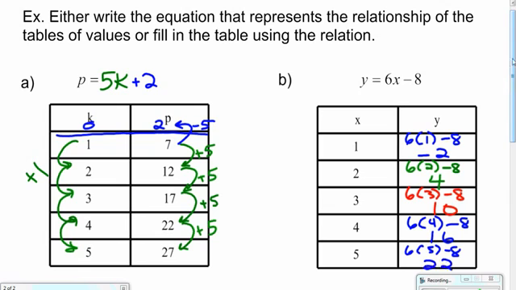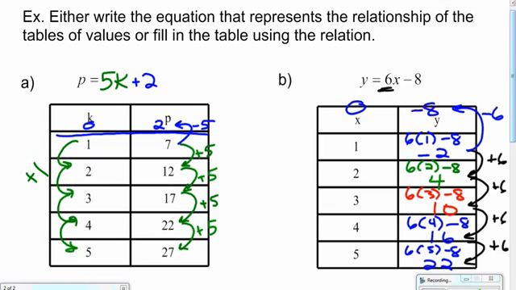So just to double check, take a look at what we're going up by. So we're going up plus 6, plus 6, plus 6, plus 6. And 6 was our coefficient. And if we go back to row 0, so if we put a row 0 in here, so instead of plusing 6, we minus 6. Negative 2 take away 6 would be negative 8. And that is our constant.